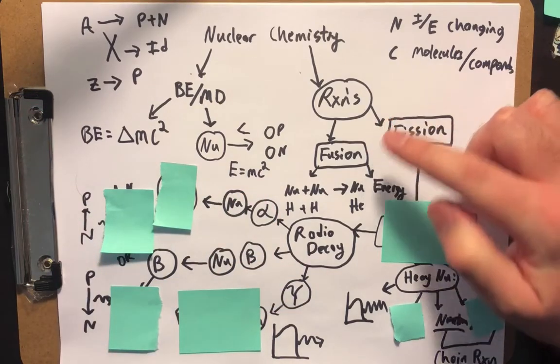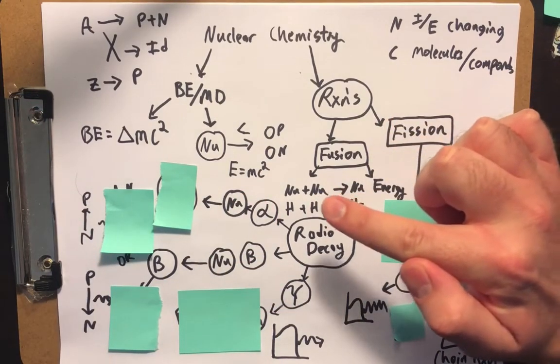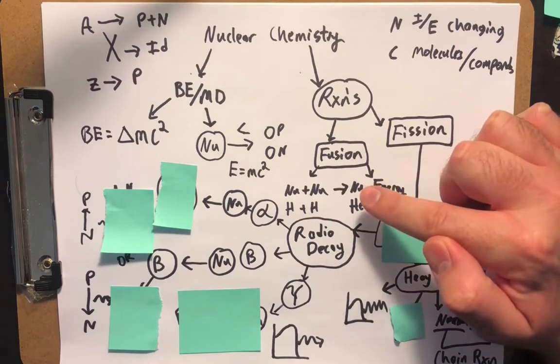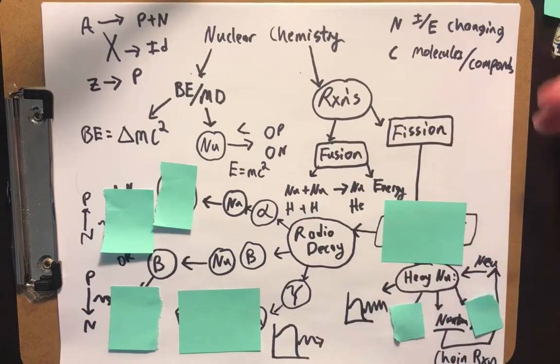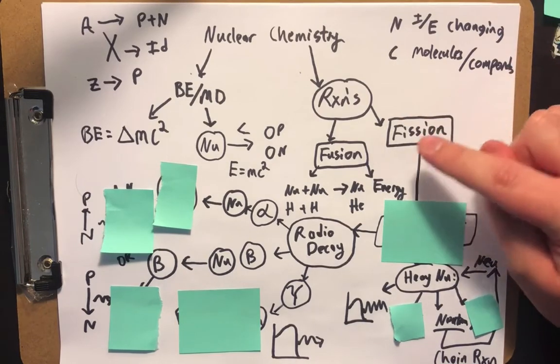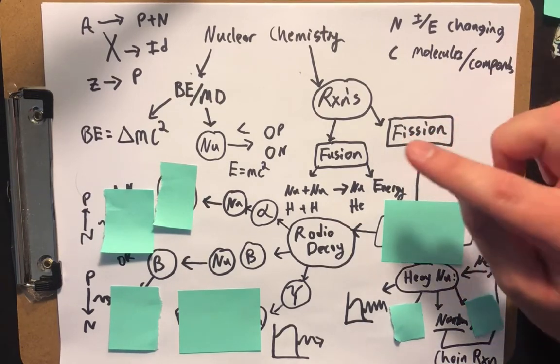We have nuclear fusion, which is just the combination of two nuclei into a third nucleus, and this process releases a lot of energy. This is where the energy in our sun comes from. Nuclear fission, as the word fission implies, means what? What does fission mean?